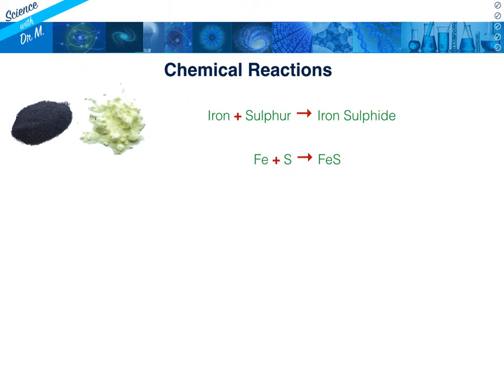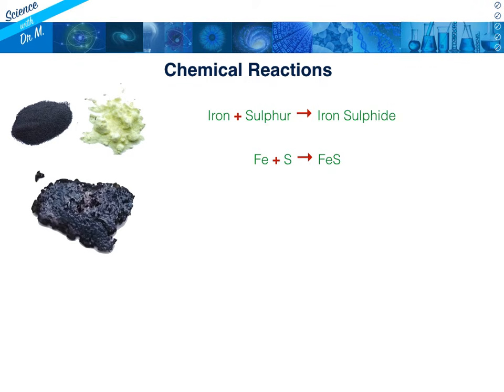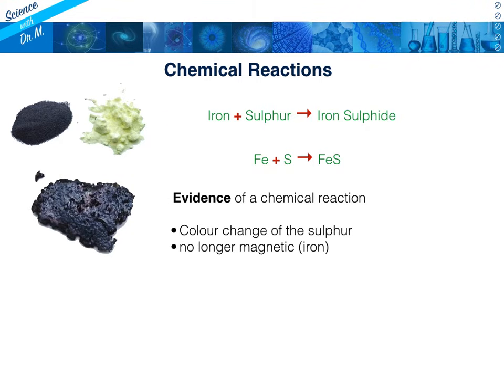And if you think back, we started with some iron powder, which is our black powder, and some sulfur powder, which is a yellow powder. And then we mixed the two together in a test tube and heated it and produced this lump of sort of grey solid, which is called iron sulfide. Now, our evidence that a chemical reaction has taken place in this example is there's the colour change of the sulphur.